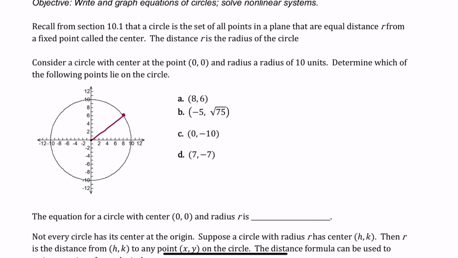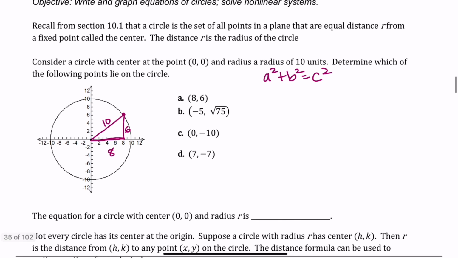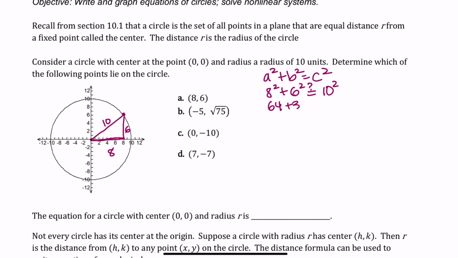We know that if it is on the circle, this radius will be a distance of 10. This side length of the triangle is 8. This side length of the triangle is 6. So I want to use the Pythagorean theorem, which is a squared plus b squared equals c squared. My leg lengths are 8 squared plus 6 squared, and if that equals 10 squared, we know it is on the circle. So 64 plus 36 does indeed equal 100. So yes, this point is on the circle.